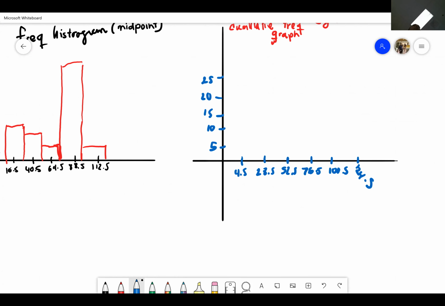So what's at 4.5? How many numbers would I have counted at 4.5? Nothing. But by the time I got to 28.5, how many numbers would I have counted? 4. By 52.5, how much? 7. 76.5, 9. 100.5, 20, it jumps right up to 20. And for 124.5? 22. And now we connect the dots.